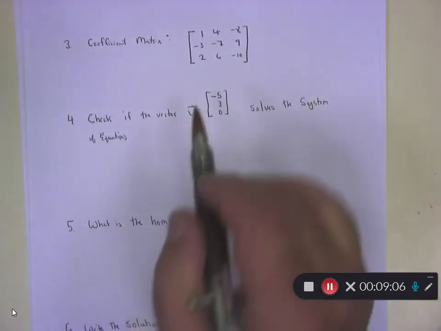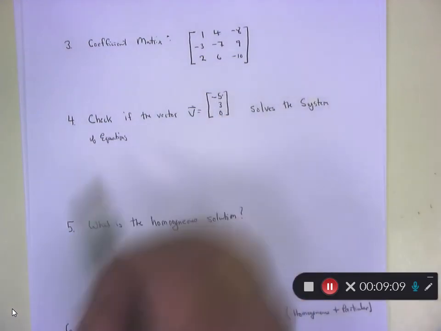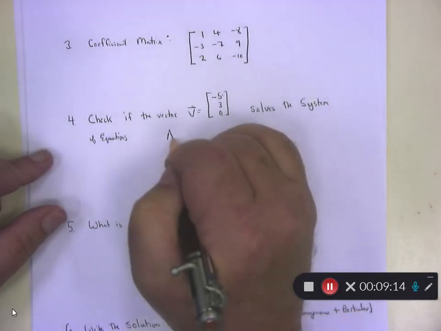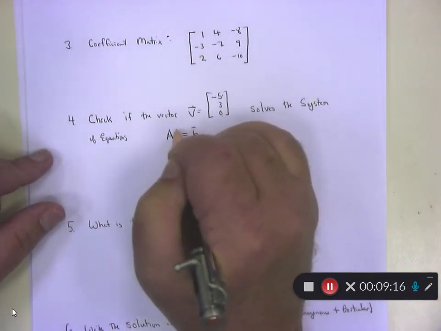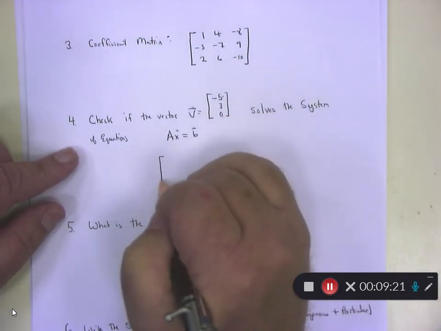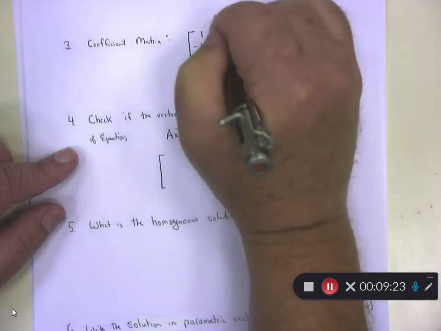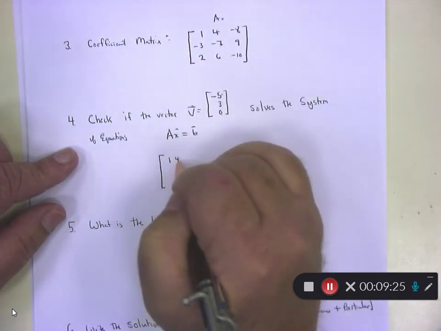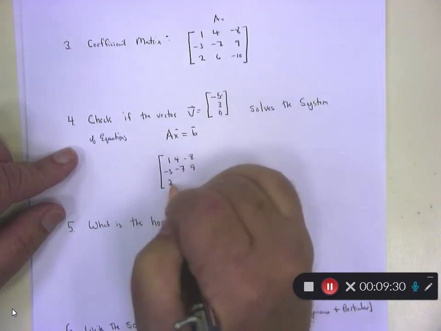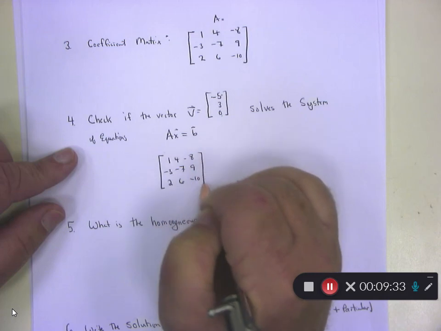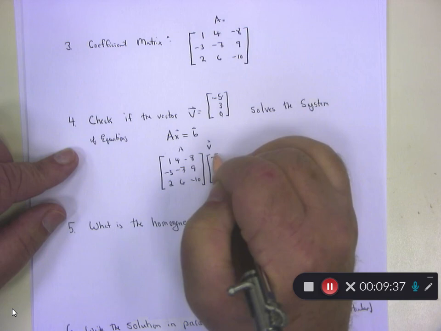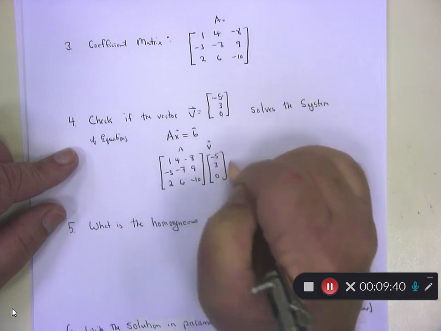So now, my next question is this. Check to see if the vector negative 5, 3, 0 solved this system of equations. How do I figure that out? Remember, we had AX equals B, right? We're saying if this solves the equation, I can multiply A, which is this matrix here, 1, 4, negative 8, negative 3, negative 7, 9, 2, 6, negative 10, times this V vector, which is negative 5, 3, 0. And let's see what we get.